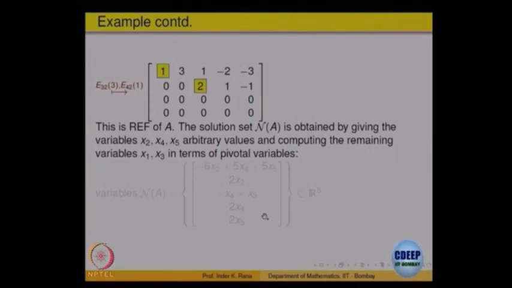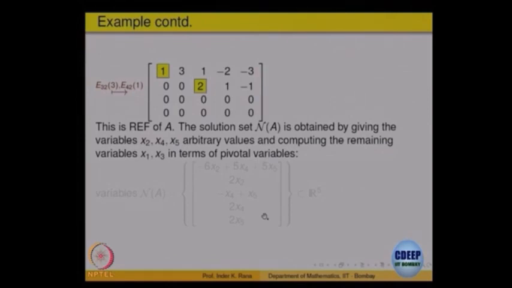In this matrix, how many pivots are there? 2, they are in the yellow box. The first 2 rows are non-zero. So, what is the rank of this matrix? 2 is the rank of this matrix, the number of non-zero rows.